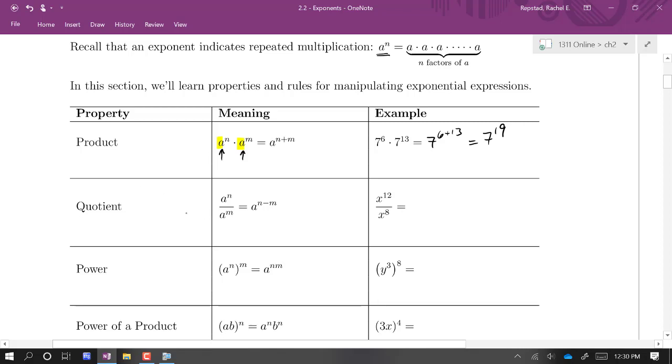Similarly, if we're dividing expressions that have the same base, and again, they must have the same base, a to the n divided by a to the m is a to the n minus m. We can just subtract those exponents. So over here, x to the 12 divided by x to the 8th, this is x to the 12 minus 8, or x to the 4th.